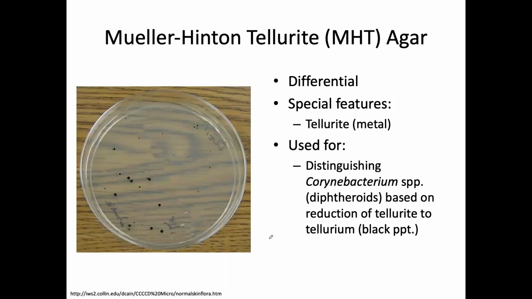Mueller-Hinton agar has tellurite in it, which allows us to distinguish Corynebacterium species based on the ability to act on tellurium by reducing it, turning it black. So the black colonies indicate certain types of Corynebacteria. Differential stain, meaning different bacteria look different.